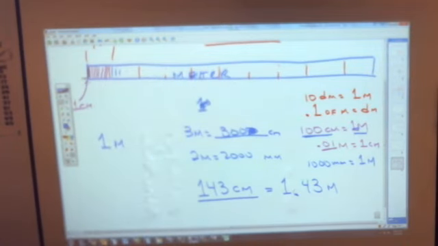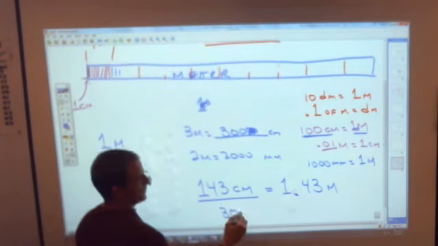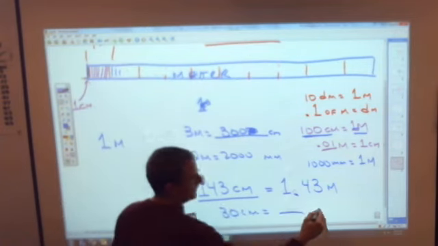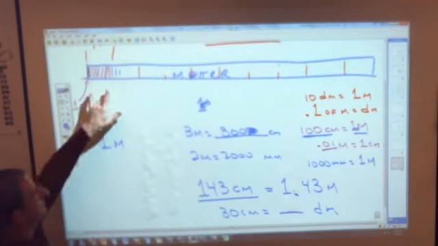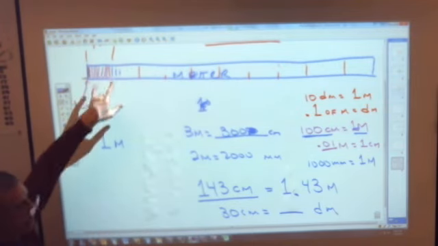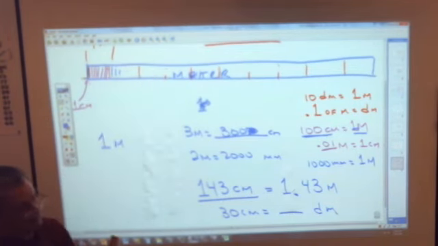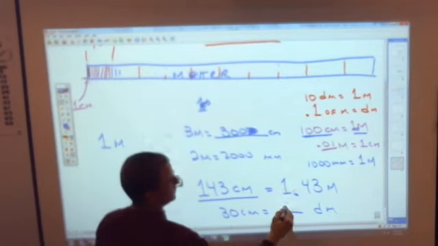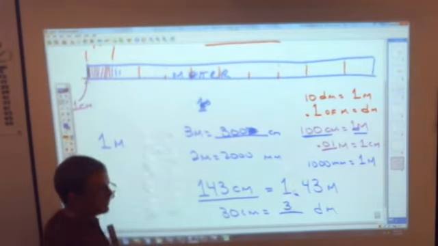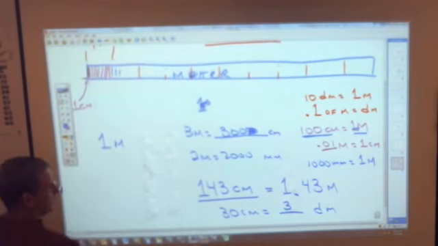Or another question they might ask you is, how many decimeters is 30 centimeters? 30 centimeters equals how many decimeters? I'll go back to your ruler. 10 centimeters make up 1 decimeter. So if you have 30 of them, you have how many? 3. And again, it's really easy because you're either multiplying or dividing by 10, which is easy to know.